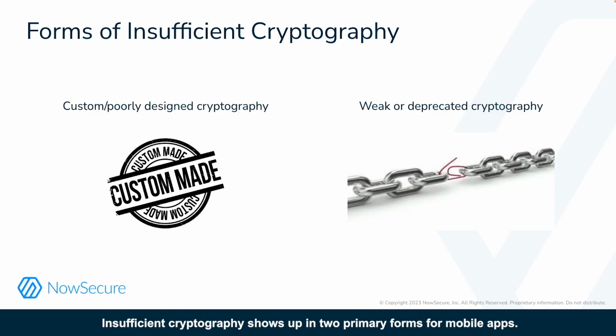Insufficient cryptography shows up in two primary forms for mobile apps: custom-made and weakly implemented. If possible, avoid building your own cryptographic algorithm. It takes many years of testing to build confidence in a cryptographic algorithm that is secure, reliable, and sufficient to use. Typically, the best, strongest algorithms have existed for at least a decade, if not more.